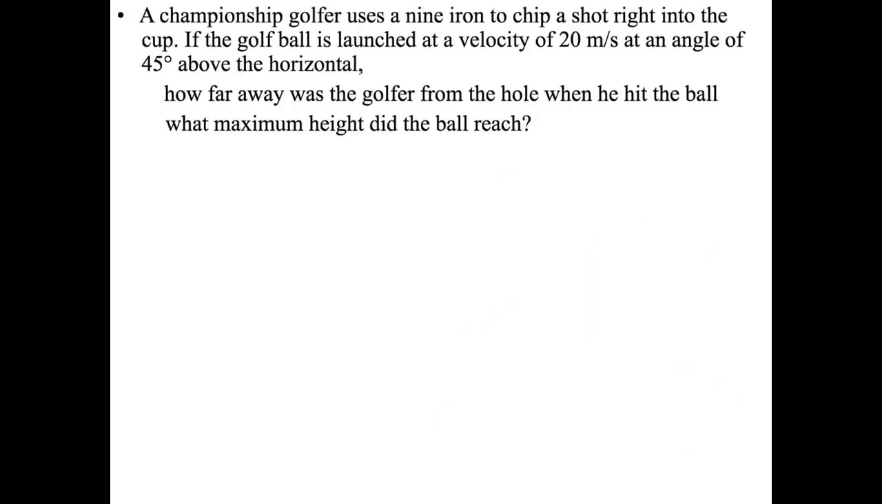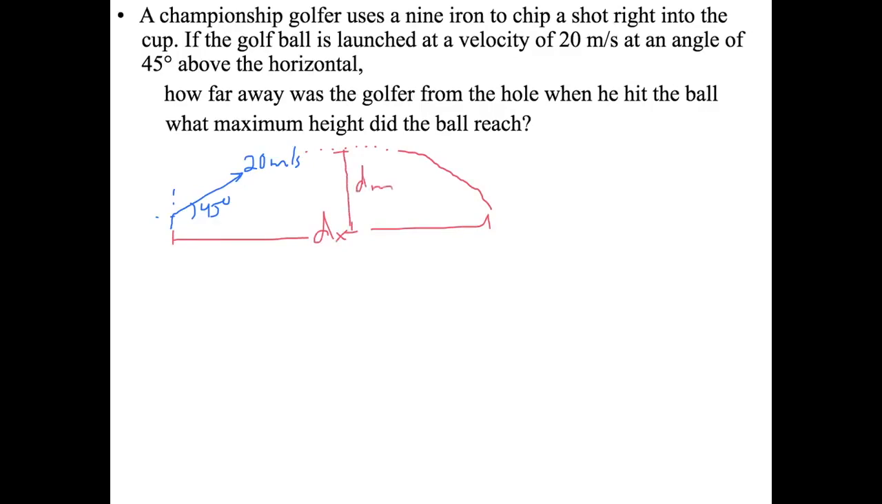A championship golfer uses a 9-iron to chip a shot right into the cup. If the golf ball is launched at a velocity of 20 meters per second at a 45-degree angle above the horizontal. A, how far away was the golfer from the hole when it hit the ball, and what maximum height did the ball achieve? Okay, so we know that the path is going to look something like that. That's going to be dx.